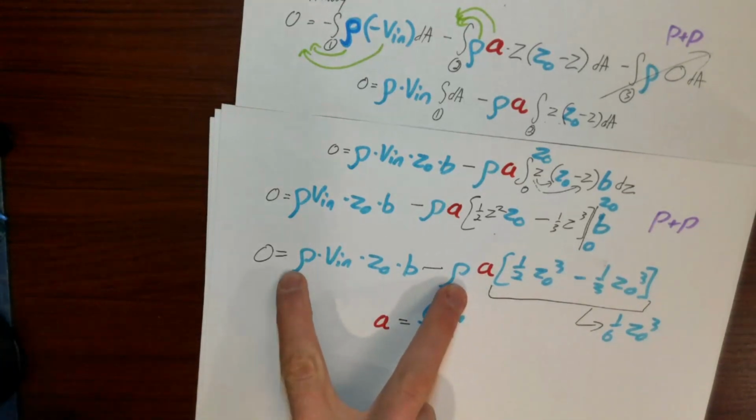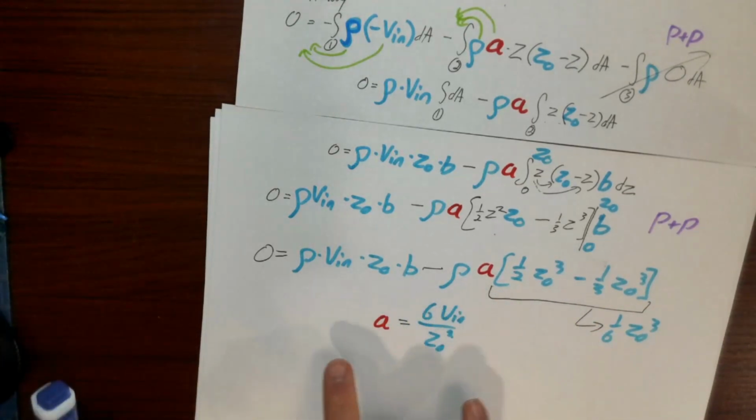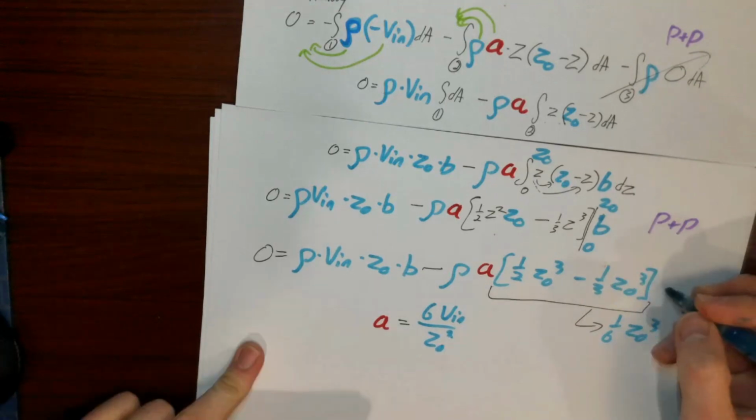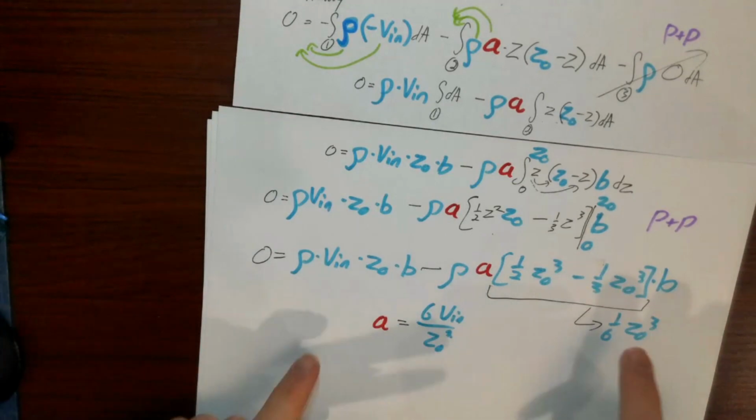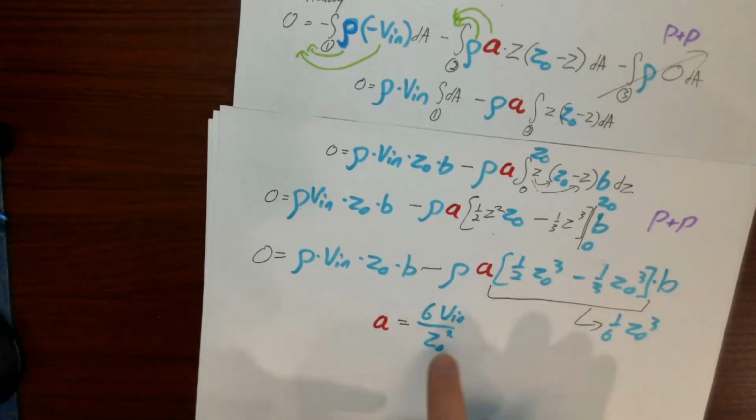Where both the rho goes away because both of them had it. Oh, sorry, I forgot my b. Forgot my b over here. Both terms have rho, so we divide it out. Both terms have b, so we divide it out, and we get this algebra.